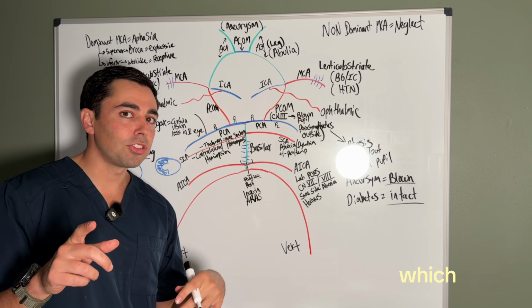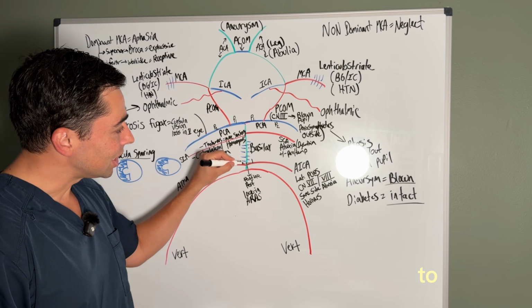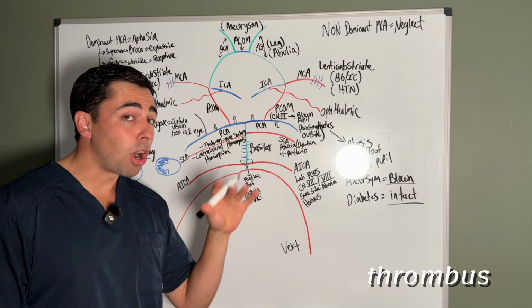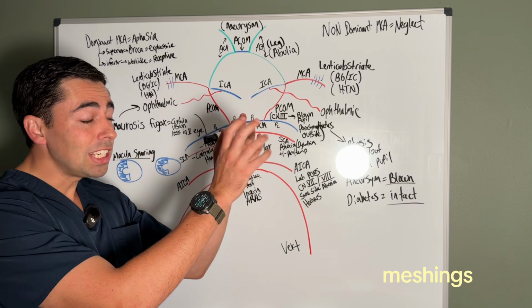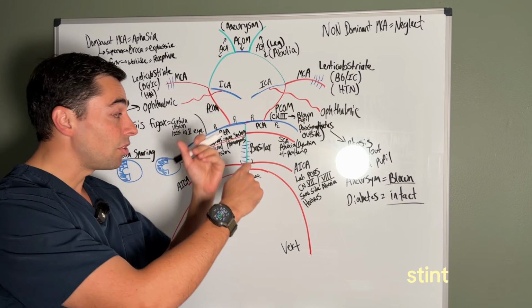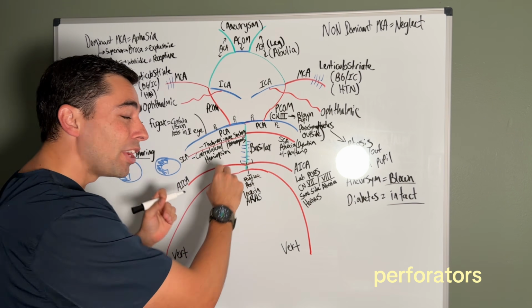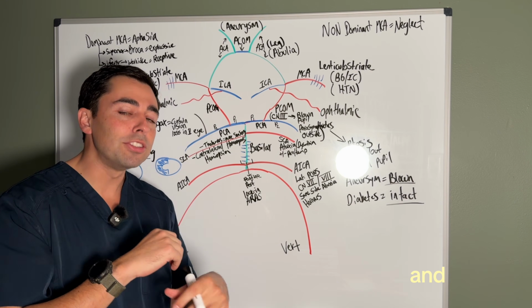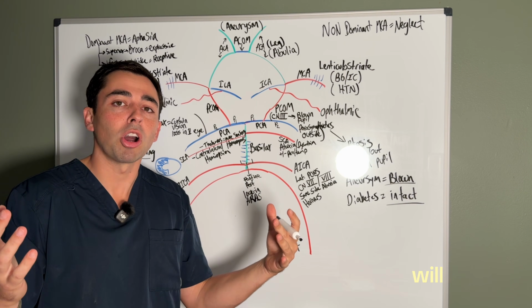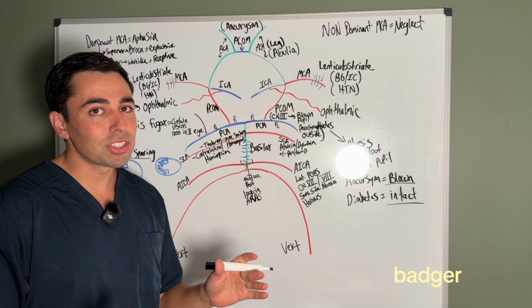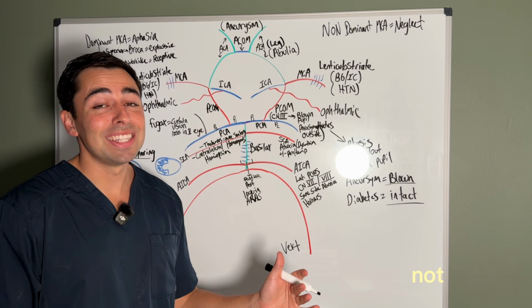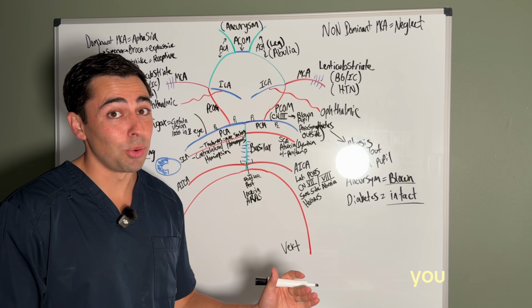consciousness, which, side note, is why it's hard to stent the basilar if there's a thrombus or stenosis or whatever is in there, because the meshings of the actual stent will block off these perforators because they're so small, and just the stent itself will cause infarcts by blocking off these arteries. So basilar stents, typically not the option you want to go with.